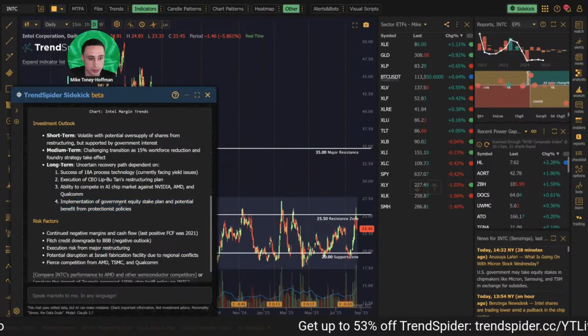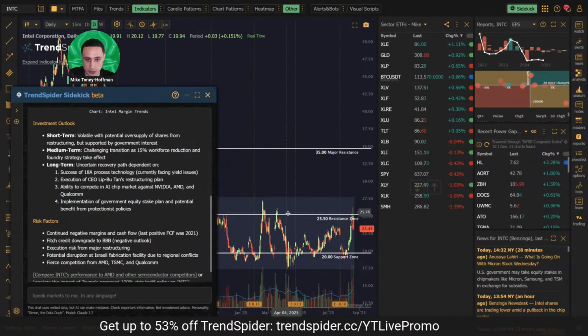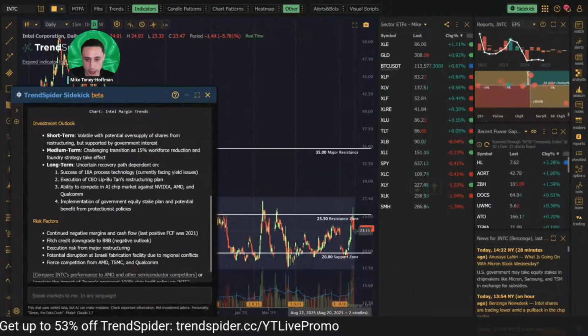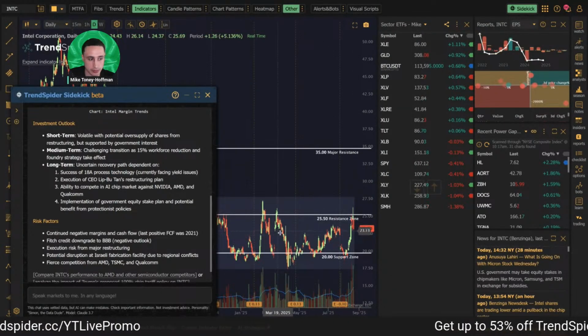I believe they did actually implement it too, but they obviously went up to the last resistance point there at 25 and came right back down. Kind of the good old Trump pump and dump scheme going on there.